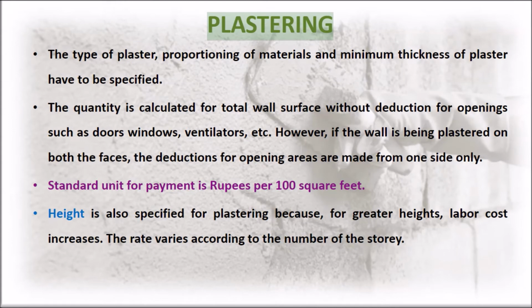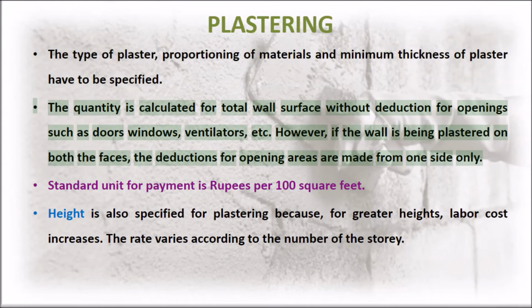Plastering. The type of plaster, proportioning of materials and minimum thickness of plaster have to be specified. The quantity is calculated for total wall surface without deduction for openings such as doors, windows, ventilators, etc. However, if the wall is being plastered on both the faces, the deductions for opening areas are made from one side only.